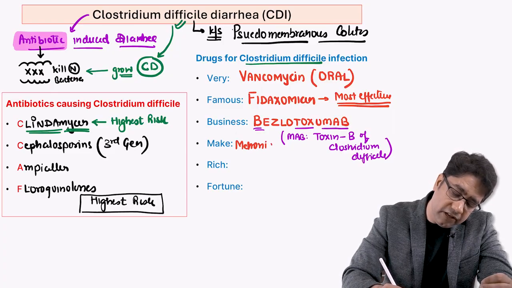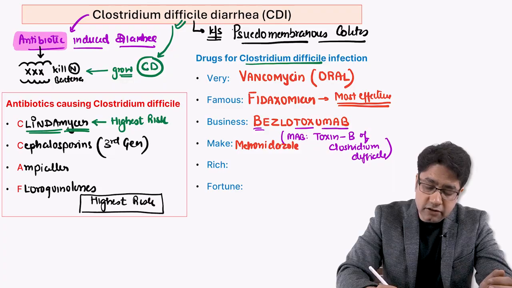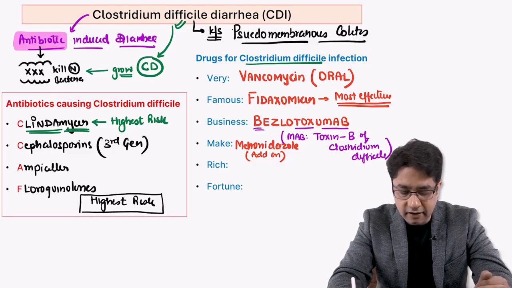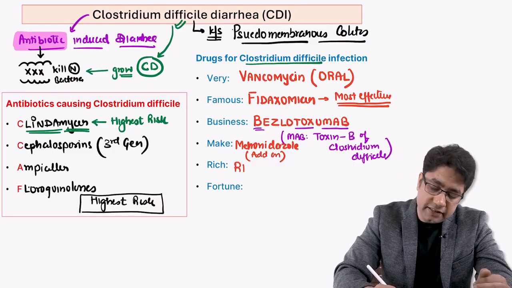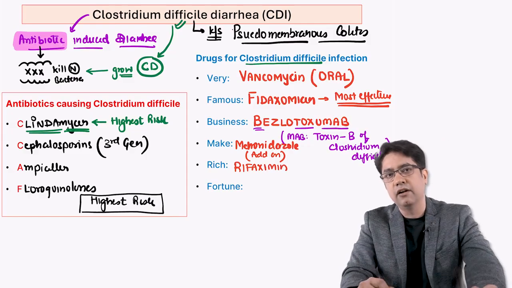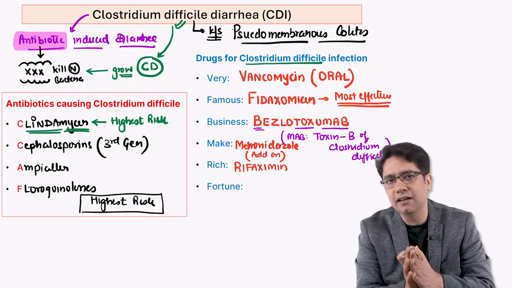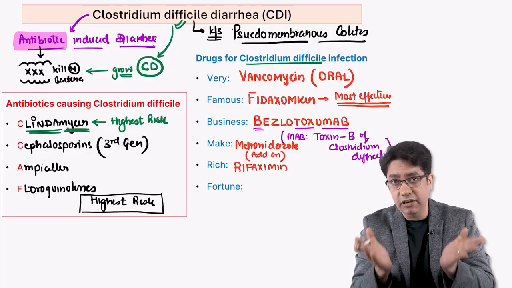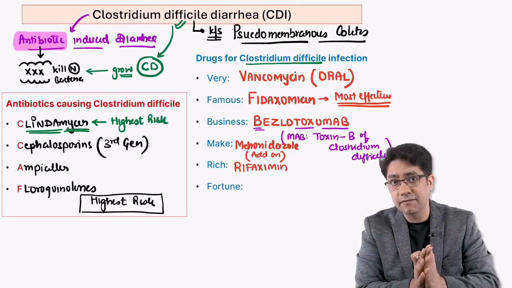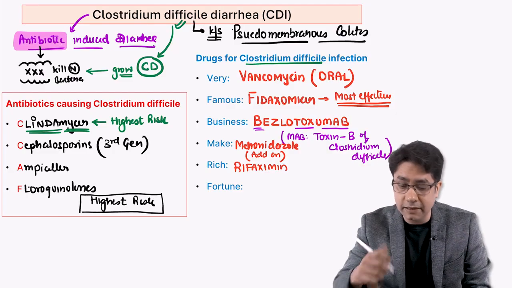Metronidazole was previously considered to be a better drug. Nowadays, metronidazole is only given as an add-on drug to vancomycin. A new drug, rifaximin, can also be given. And don't you think that if the good bacteria are killed by antibiotics, we can replace them, and these good bacteria can kill the harmful bacteria, Clostridium difficile?